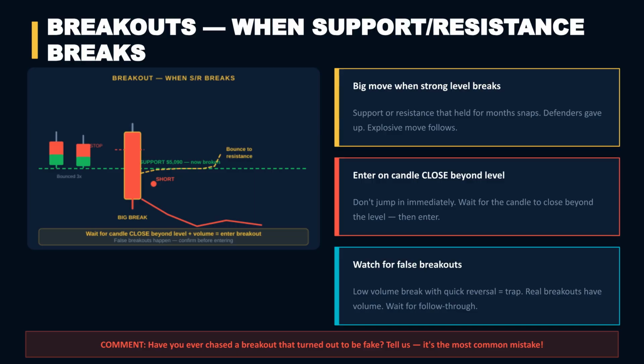But here's the warning. False breakouts happen. Price breaks through, goes a little bit lower, then bounces right back through the level. So you want confirmation. Wait for price to close beyond the level. Wait for volume. Wait for follow-through. Don't chase the break immediately. Wait for the candle to close, then enter.